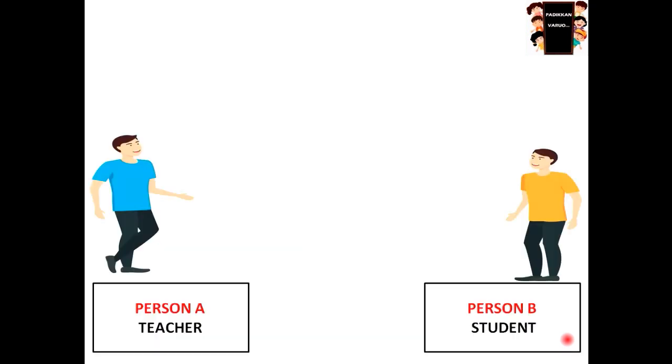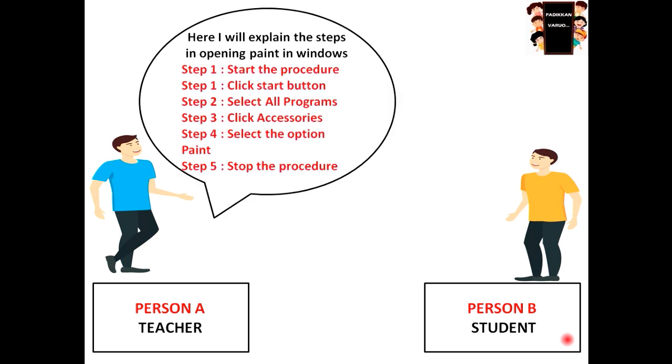Next, we will move on to a real life example. Here you can see two persons, person A who is a teacher and person B who is a student. Person A is explaining the stages of opening Paint in Windows to the student. He has written an algorithm that consists of 5 stages. Starting procedure, click start button, select all programs, click accessories, select option Paint, and there comes a Paint window. Then stopping the procedure. So these are the stages behind opening a Paint window in Windows.